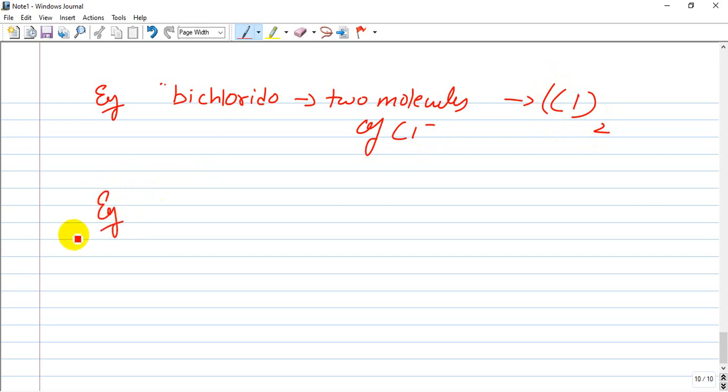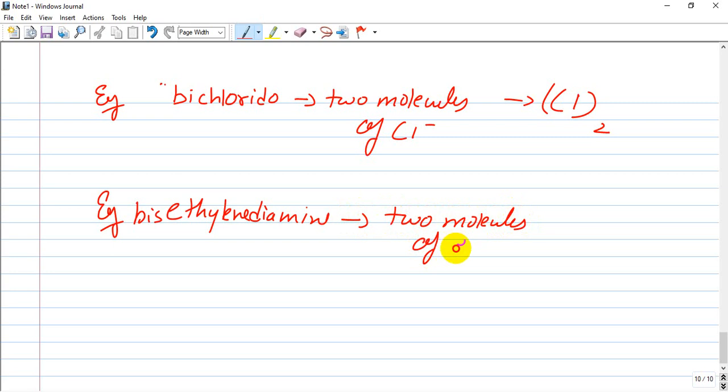Now for the bidentate or polydentate, for example ethylene diamine, we are using it with the prefix bis. So bis ethylene diamine means that 2 molecules of en is present. En is the abbreviation we are using. Whenever we are writing, we have to write it in small brackets, and as a whole we are doing 2, right?